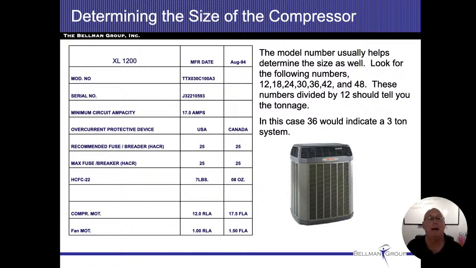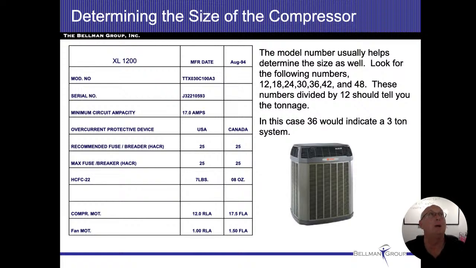So in the model numbers, that's usually where they're going to hide the BTUs. And I shouldn't use the word hide, but that's where we're going to find how many BTUs this unit's going to be. So you look for multiples of 12s or even 6s, because 6 is a half of a 12. So that would be a half ton.